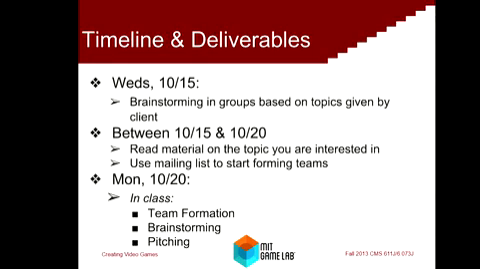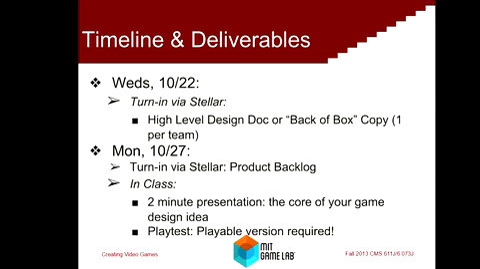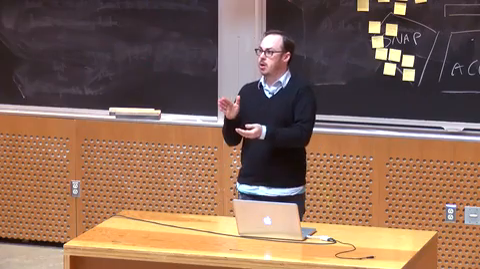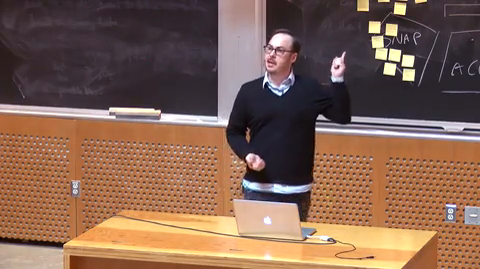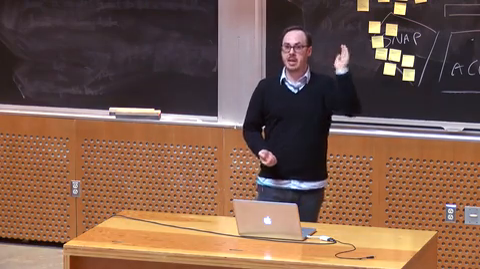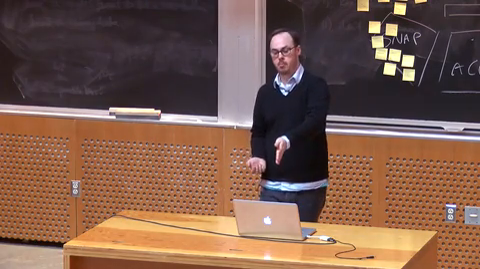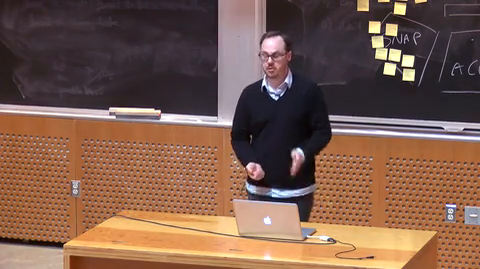So your deliverables, that was from up till now. On Wednesday, turn into Stellar a high-level design doc or box copy, the same form we've been using previously. Some kind of vision statement that says, at this point, these are what we think the features are going to be. If at any point you make a significant design change, where our feature list is going to change, our game is going to look different, update that document. You have up until the end of the semester to do that.